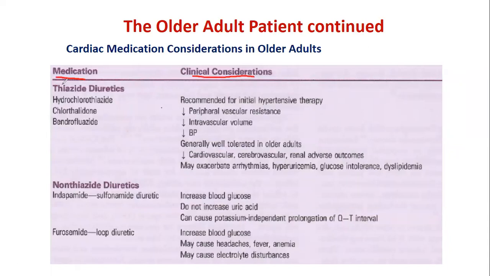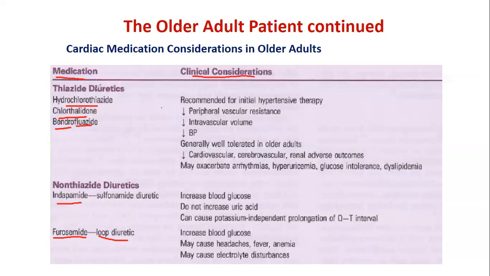First one, thiazide diuretics. It is hypertensive medication. Example, hydrochlorothiazide or chlorothiazide, bendrofluazide, and non-thiazide diuretics like indapamide and also furosemide. It is called loop diuretics, very popular medication.